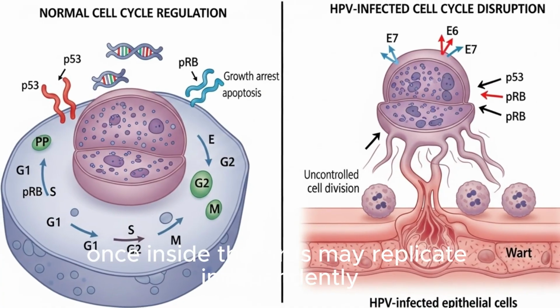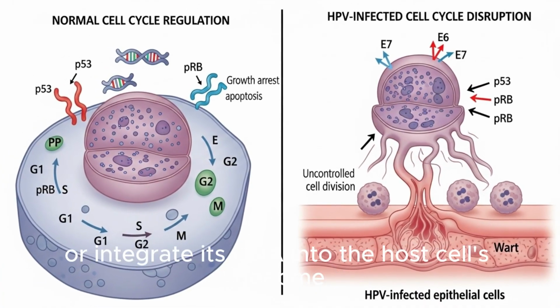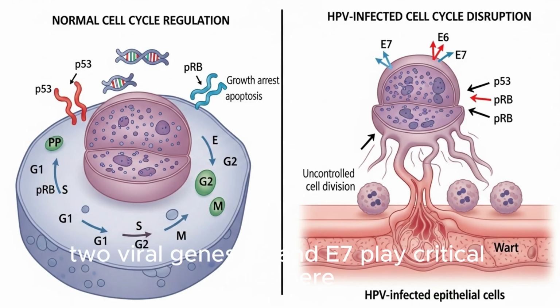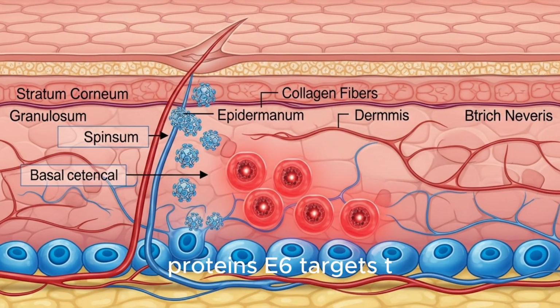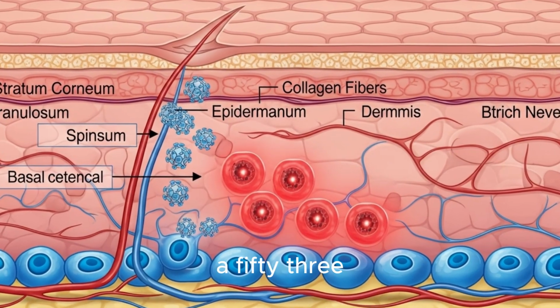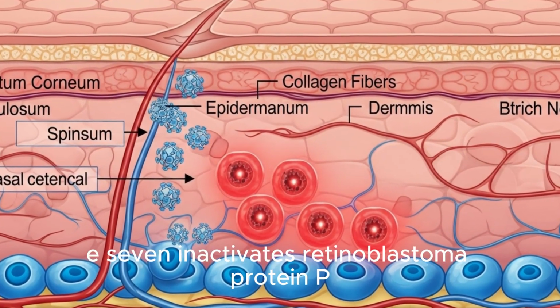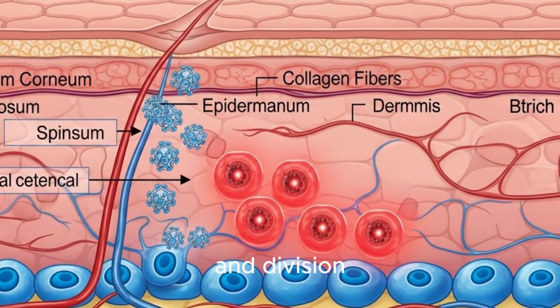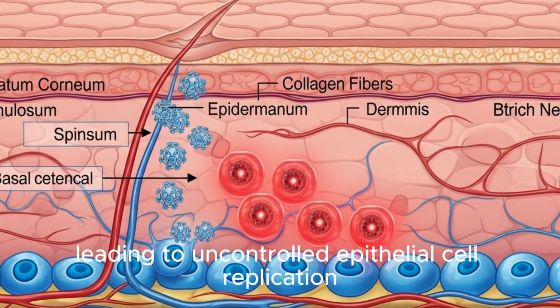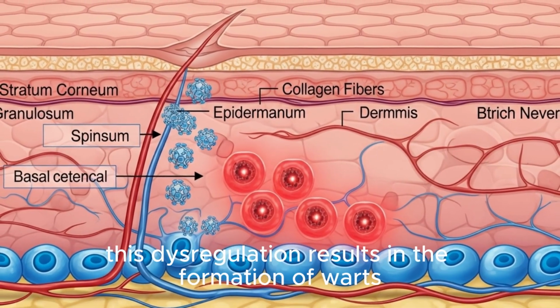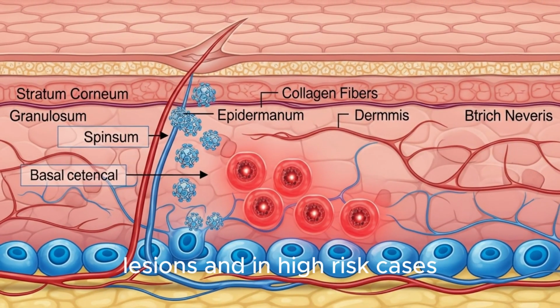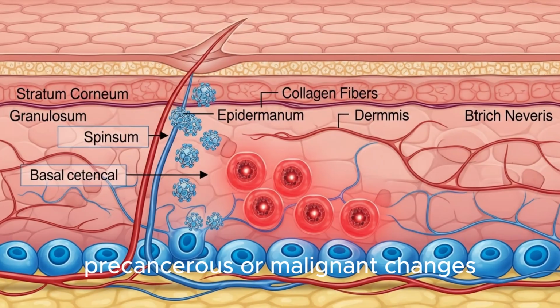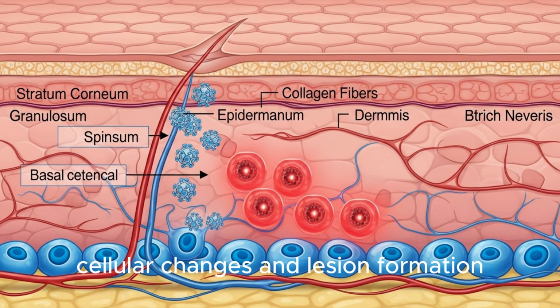Once inside, the virus may replicate independently or integrate its DNA into the host cell's genome. Two viral genes, E6 and E7, play critical roles here. They interfere with the host's tumor suppressor proteins. E6 targets p53, and E7 inactivates retinoblastoma protein, pRB. Together, they disrupt the normal regulation of cell growth and division, leading to uncontrolled epithelial cell replication. This dysregulation results in the formation of warts, lesions, and in high-risk cases, precancerous or malignant changes.